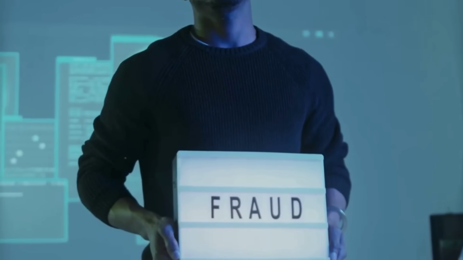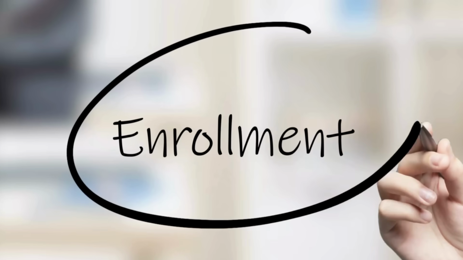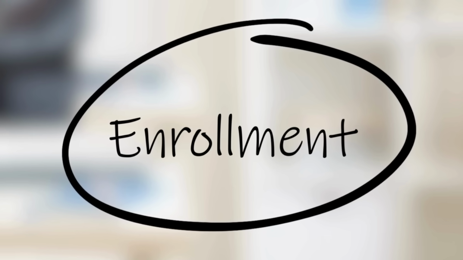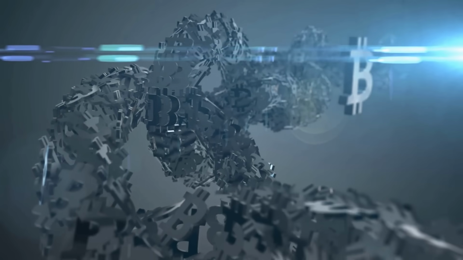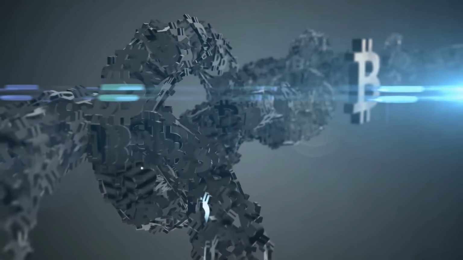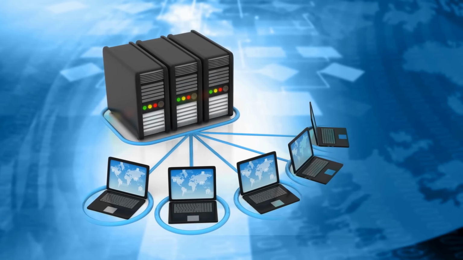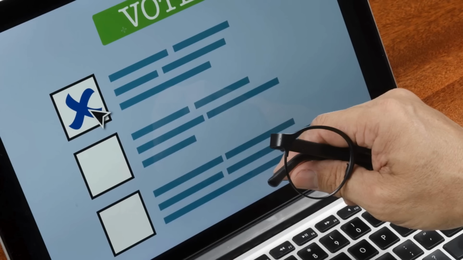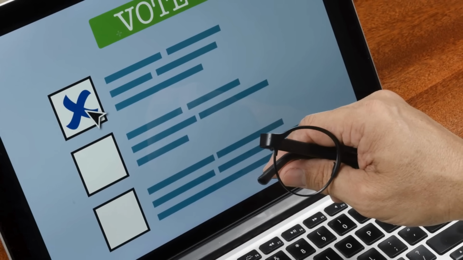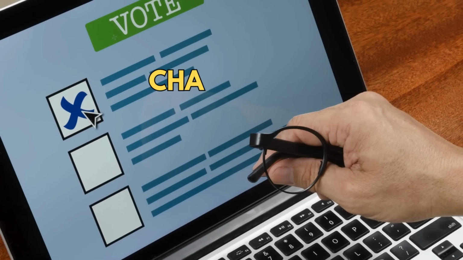Now this is how it fights voter fraud. Strong enrollment stops fake registrations. Cryptographic signatures prove the ballot came from an authorized voter. Consensus across many nodes makes altering results extremely difficult to hide. But implementation of blockchain ID for voting does not come without its challenges.